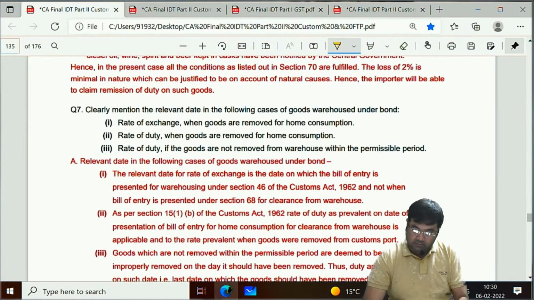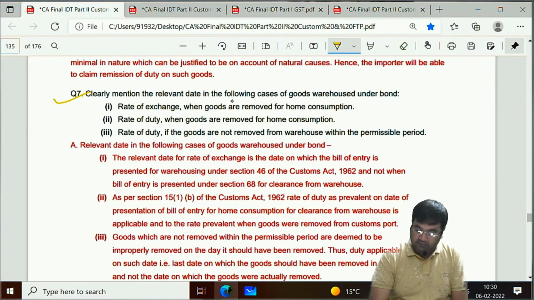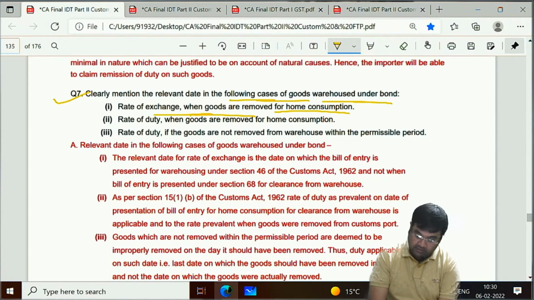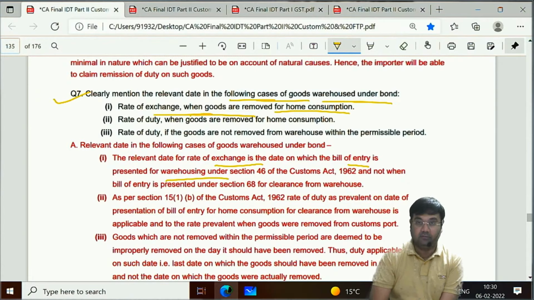Question 7. Clearly mention the relevant date for the following cases of goods warehoused under bond. Rate of exchange when goods are removed for home consumption. So when goods are removed for home consumption, the rate of exchange is always the date the bill of entry is presented. Okay, for warehousing, remember, when the bill of entry for warehousing, that is, the into-bond bill of entry, is presented, that date is for the exchange rate.